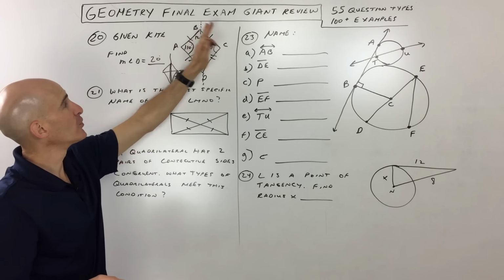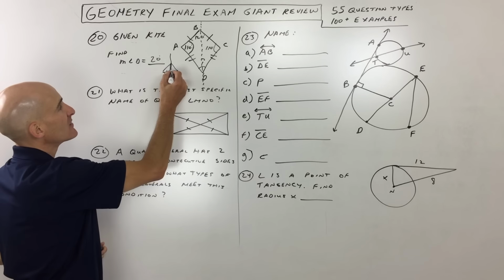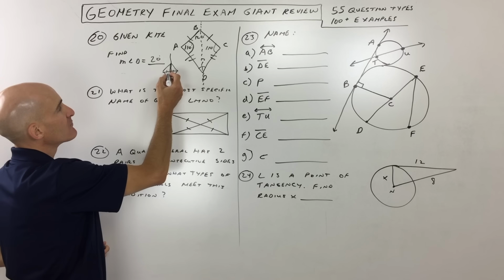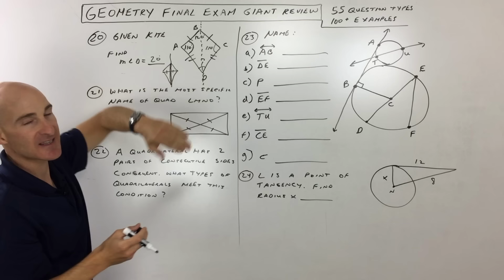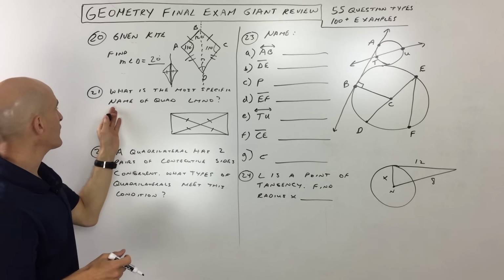So that's the key, is folding it over that line of symmetry. This segment and this segment are going to be the same. One thing you want to realize though is that this diagonal, when you fold it over that diagonal, that's not a line of symmetry. Okay, let's look at number 21.